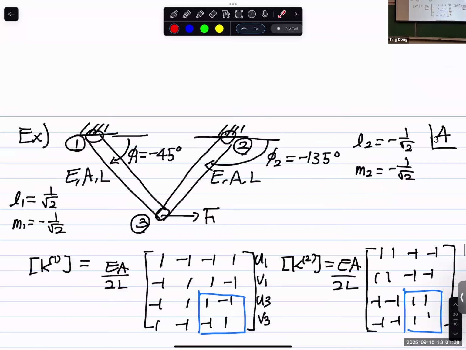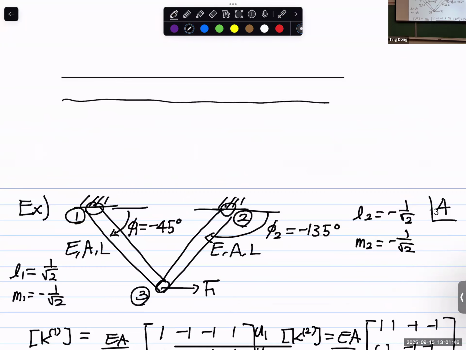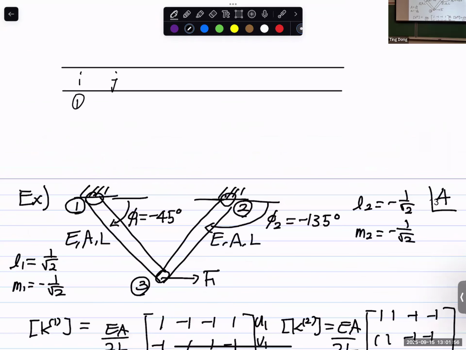So let's put it this way. Node I is the first node, node J the second node, so U1, U3. The first node is node 1 and the second node is node 3. If we do it this way, we know the local x is in this direction. That's why he said this phi should be negative 45, not positive 45 or 135 or anything.